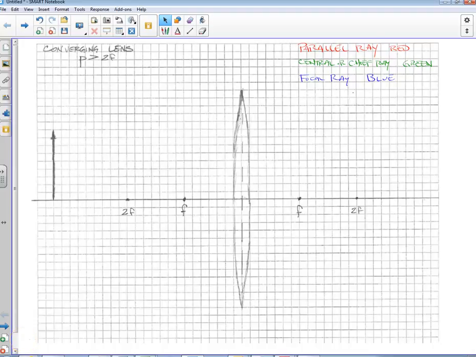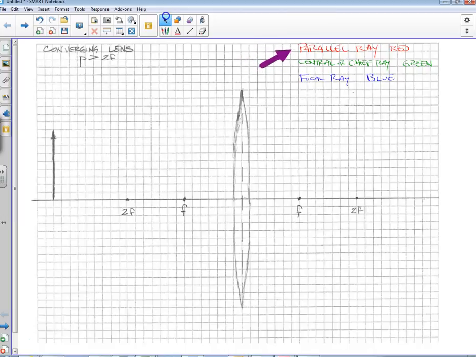Okay, we're going to run through ray diagrams for lenses. They're similar to the diagrams for mirrors that we did the other day in class, but there are some important differences, which is why we need to make sure we pay attention to this.